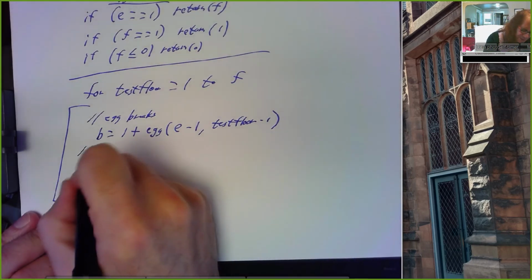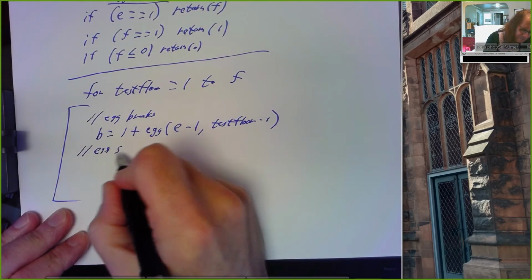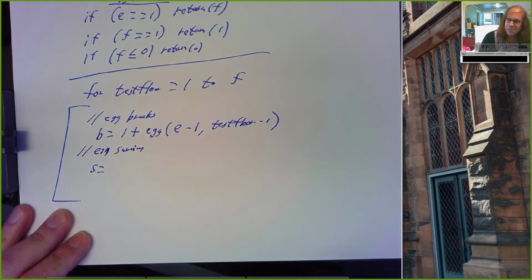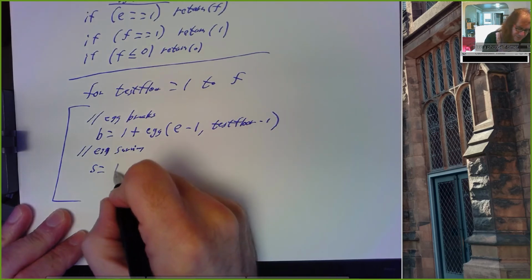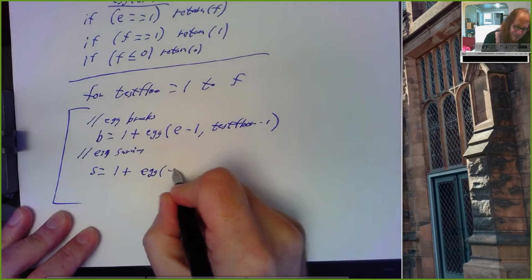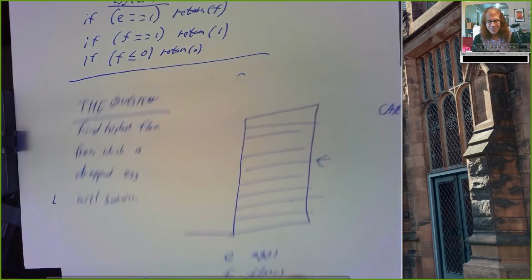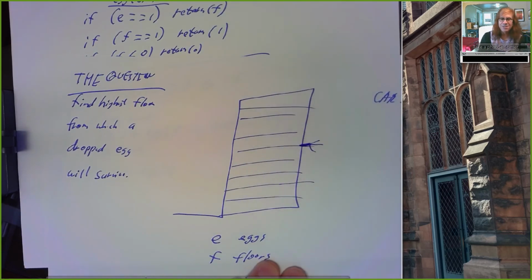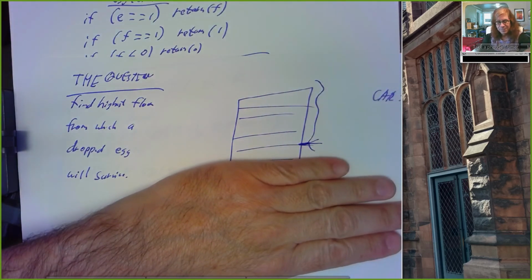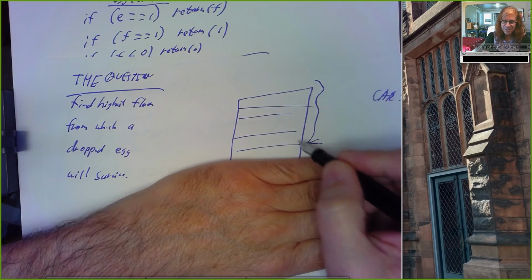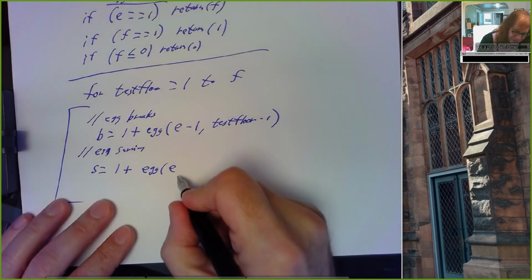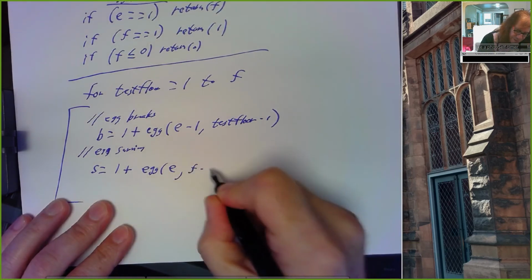The other possibility is the egg survives. So if the egg survives, what's the number of experiments we need to answer the question? Well, one experiment, because we dropped it from test floor, plus, well, we still have E eggs because our egg did not break. And if it survived from this floor, now we need to answer the question on a building with this many floors. Right? We don't need to retest from here, so this is floor 1, 2, 3, and so on. And so that's basically floors minus test floor.